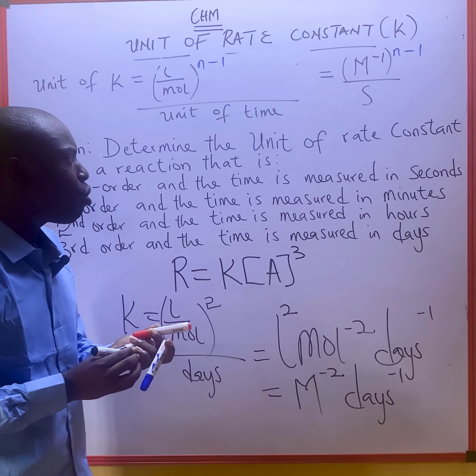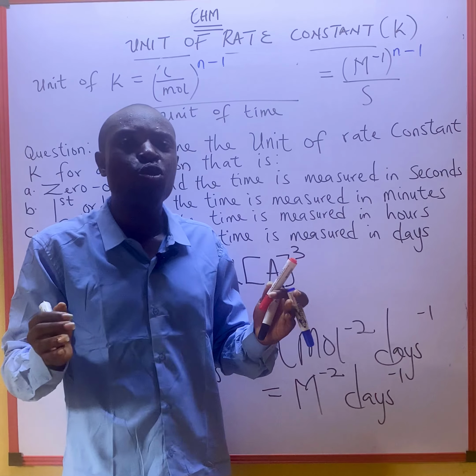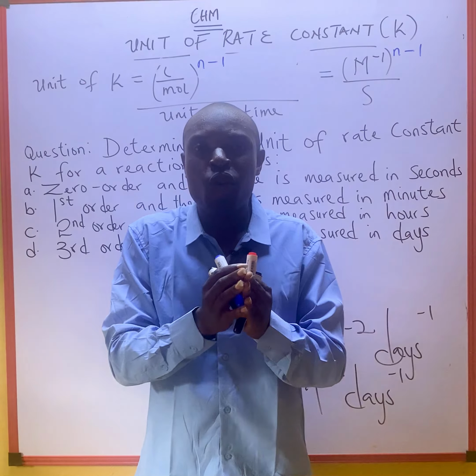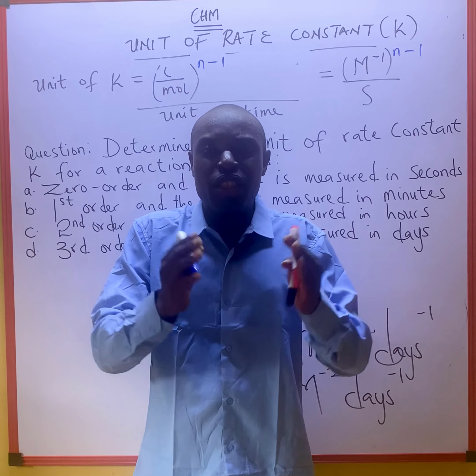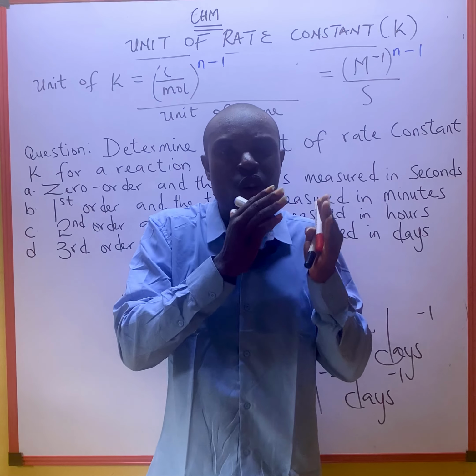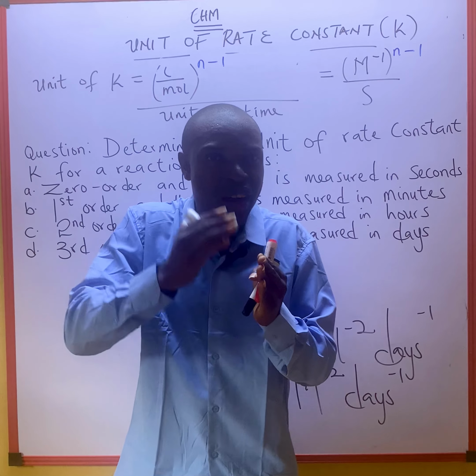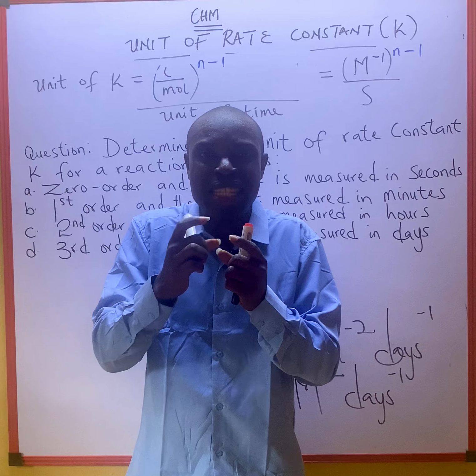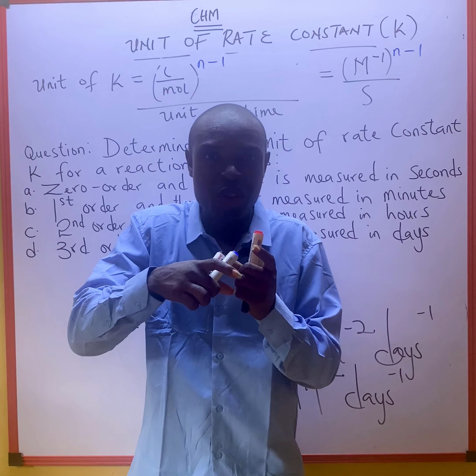Now, if you actually understood what we have just done here, please do well to answer for me the unit of the rate constant for a fourth order. And when you are done, drop the answer for me in the comment section.